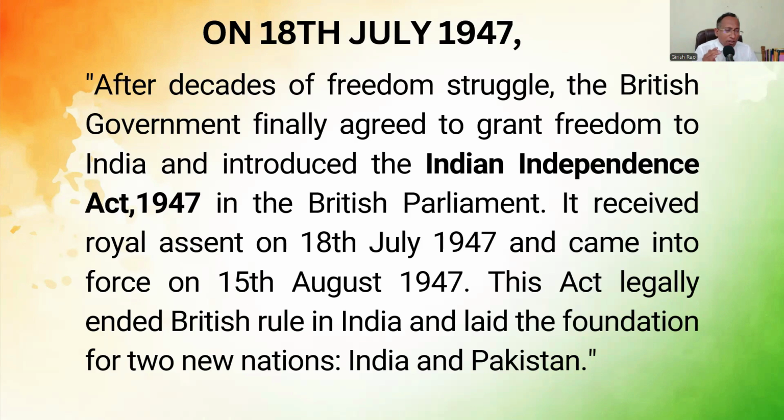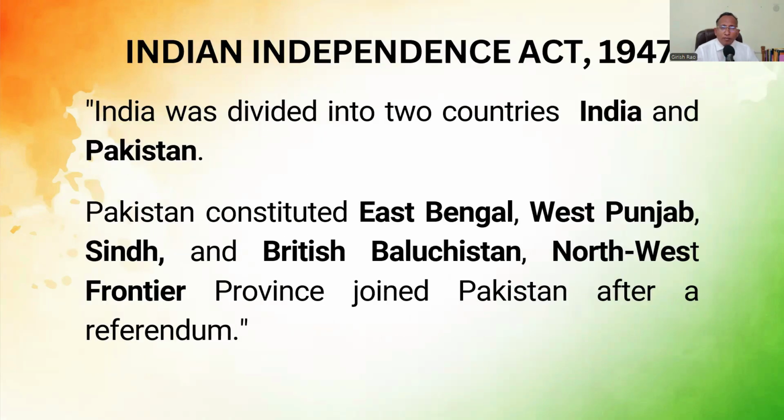Since the British were ruling us, that is India, they gave freedom to us on 15th August 1947. For that purpose, the Indian Independence Act was enacted, and the British Parliament gave royal assent to it on 18th July 1947. And India was divided into two countries, that is India and Pakistan.